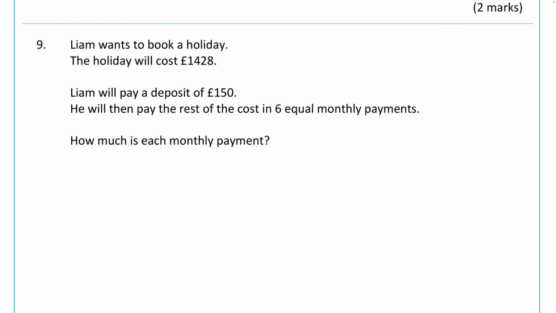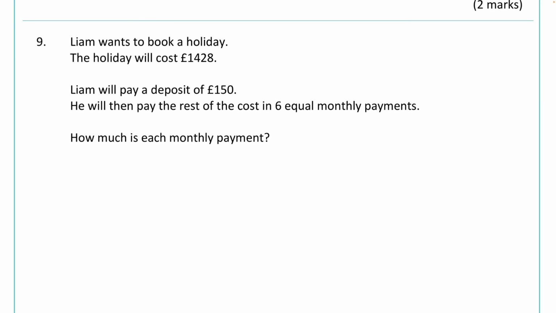Question 9 here, we have Liam wants to book a holiday. The holiday will cost £1,428 and Liam will pay a deposit of £150. He'll then pay the rest of the cost in 6 equal monthly payments. How much is each monthly payment? So the deposit is the bit that he pays at the start.